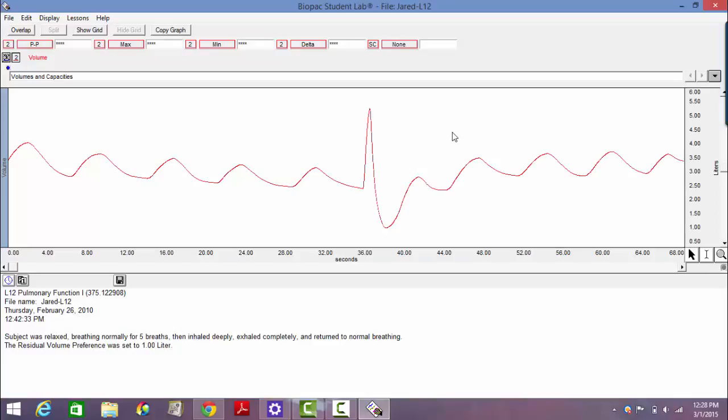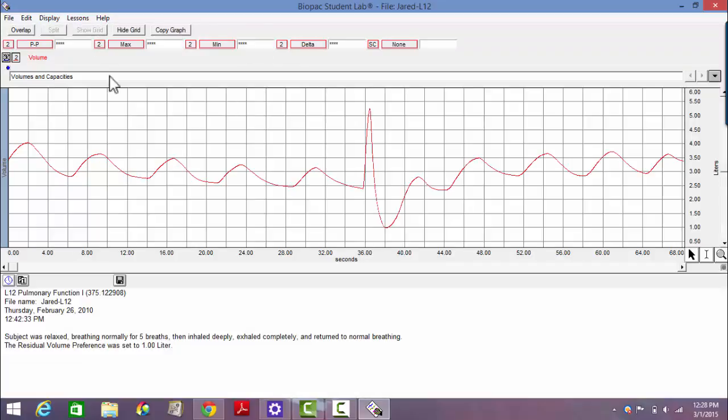And this is the spirogram, and we're going to take a look here and see that we had the subject breathe normally for, well, Jared in this case took 5 normal breaths. Our subject will have taken 3. And then a deep breath in, a deep breath out, and then returning back to normal breaths. The vertical scale here is in liters. This is the volume in liters. And the horizontal scale is in seconds, so that's time. We can show the grid, which will help us to navigate the volumes and the seconds a little bit easier.